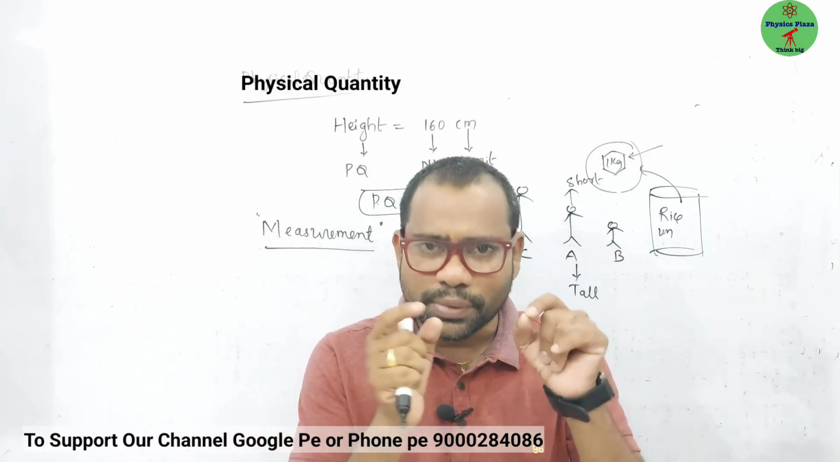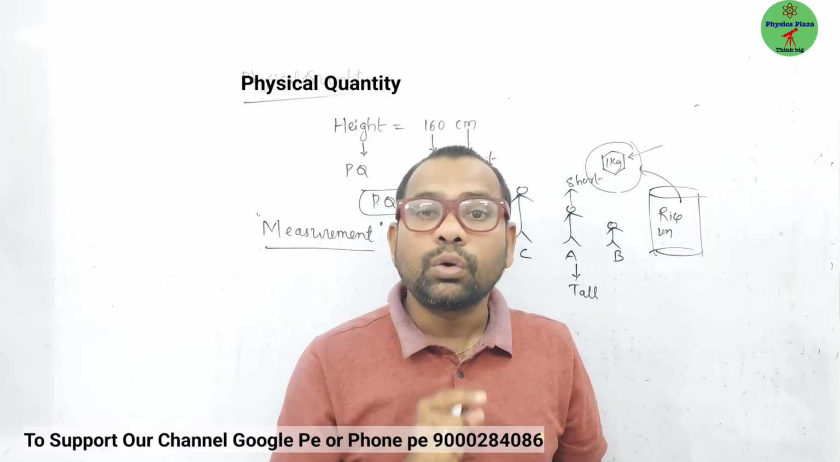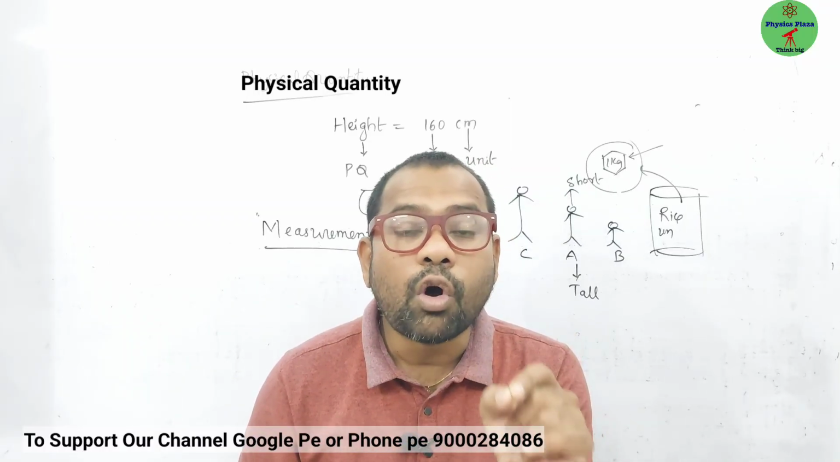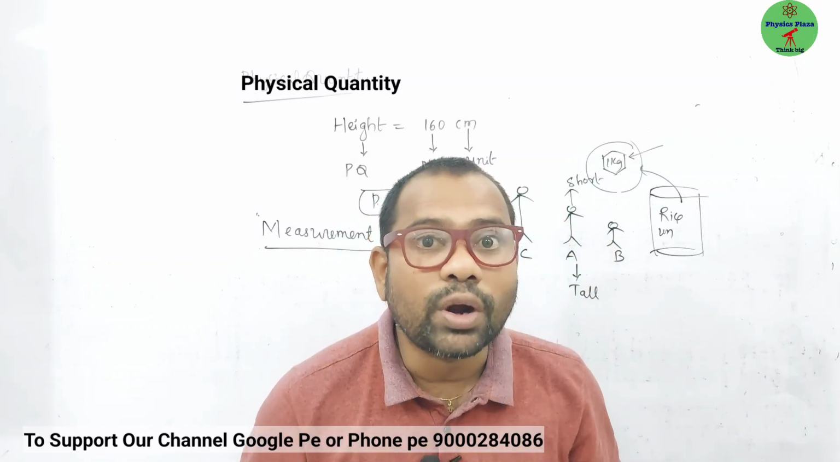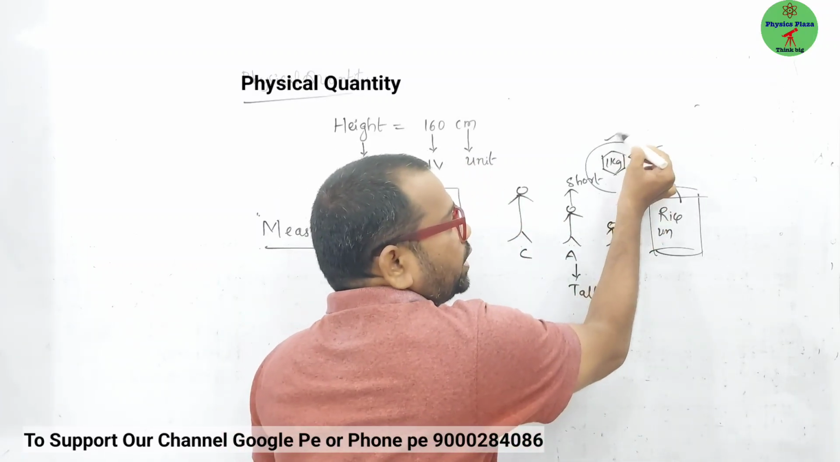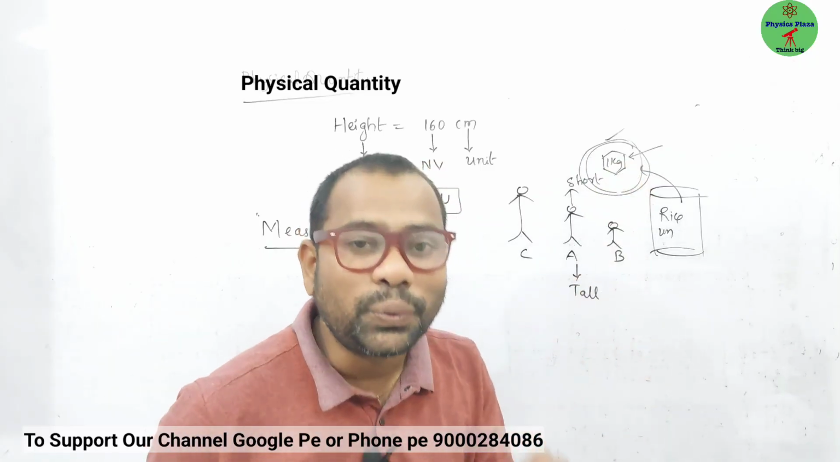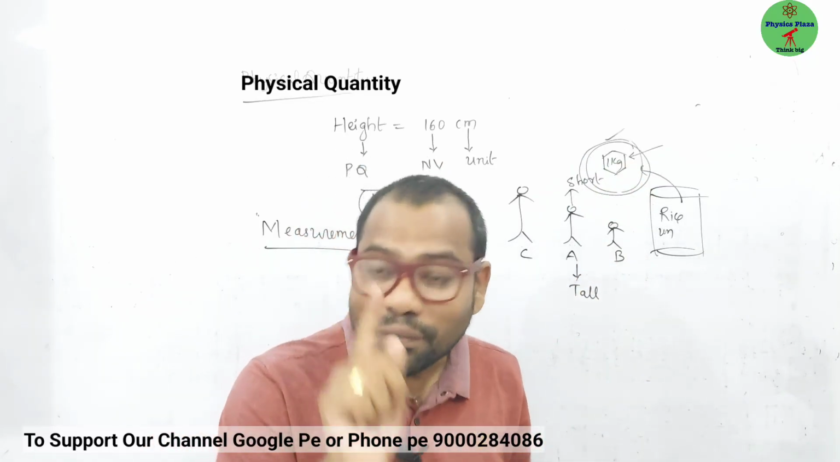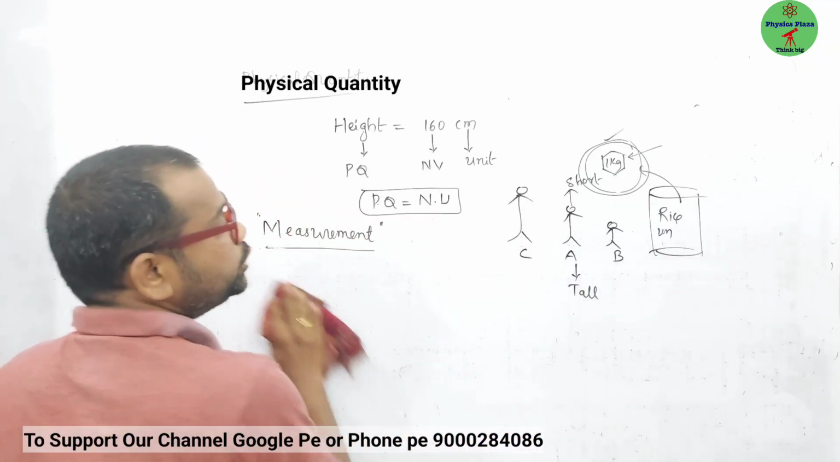So children, what is the measurement? It is a process of comparison of an unknown quantity with a known quantity of the same nature. Rather, I can say a known standard quantity. This is a known standard quantity. This known standard quantity only we can call a unit. So now we will try to recap about the unit.